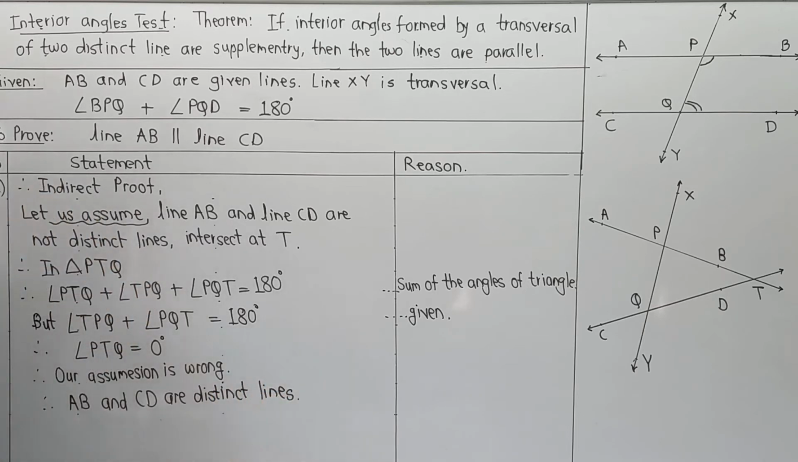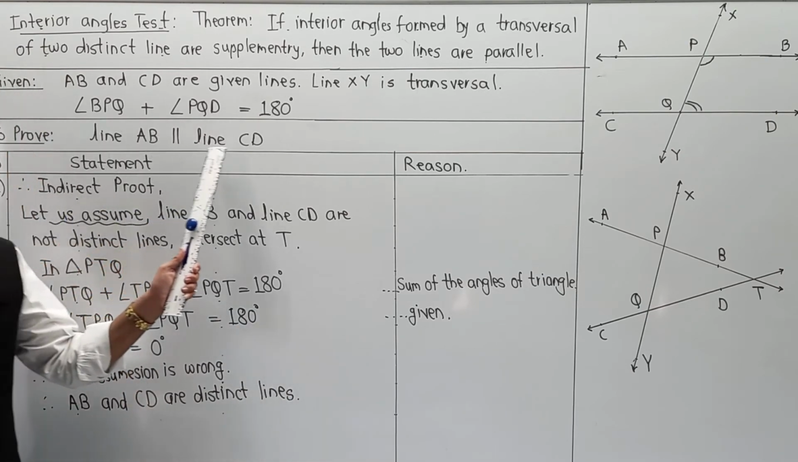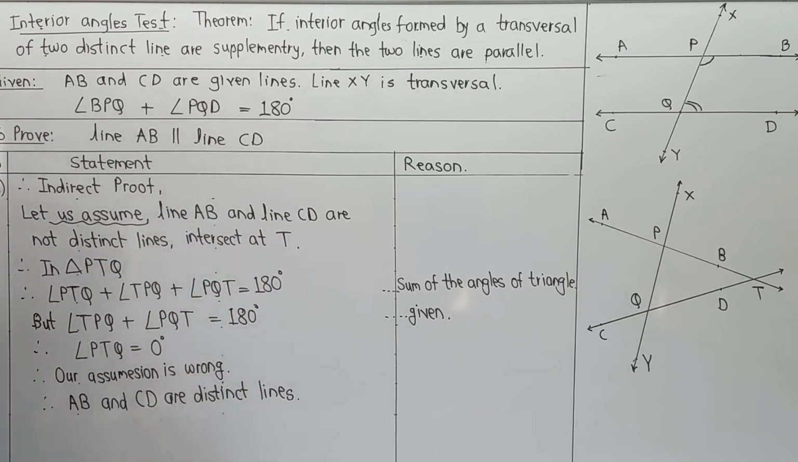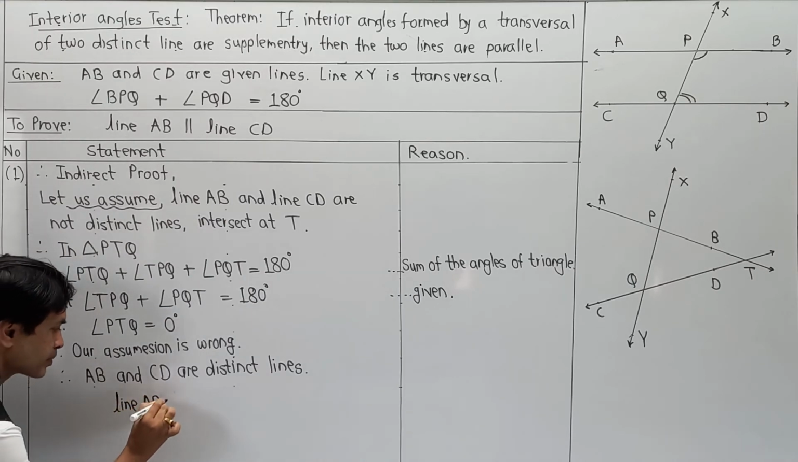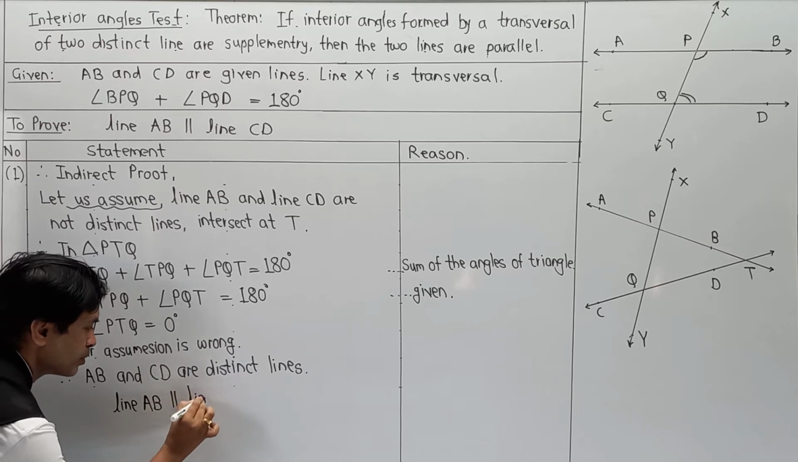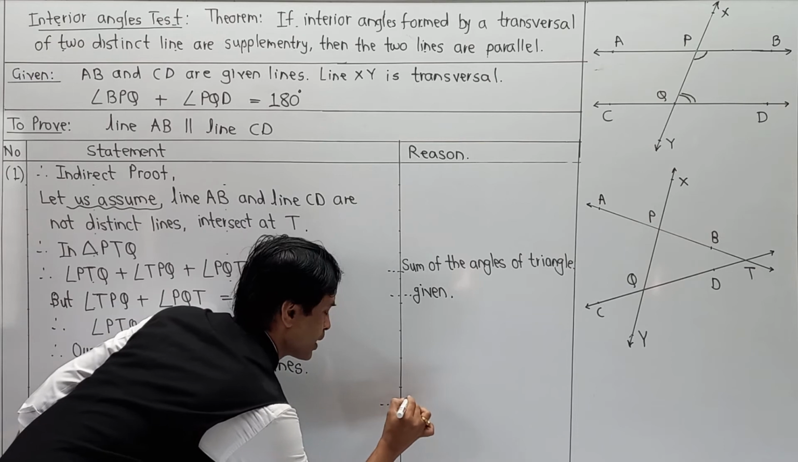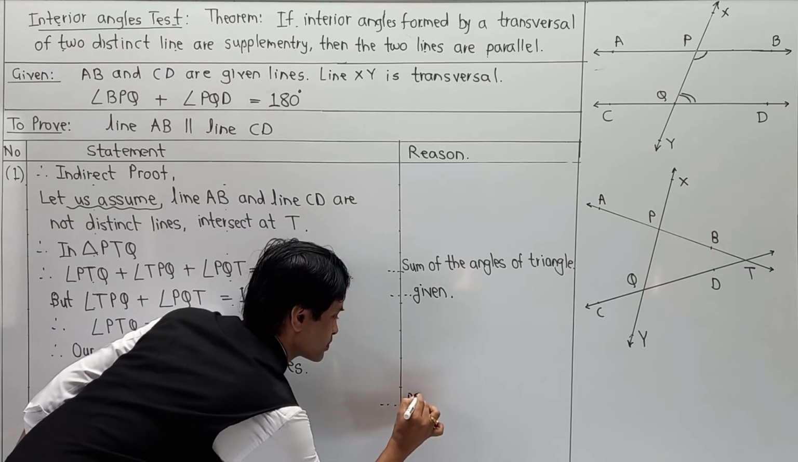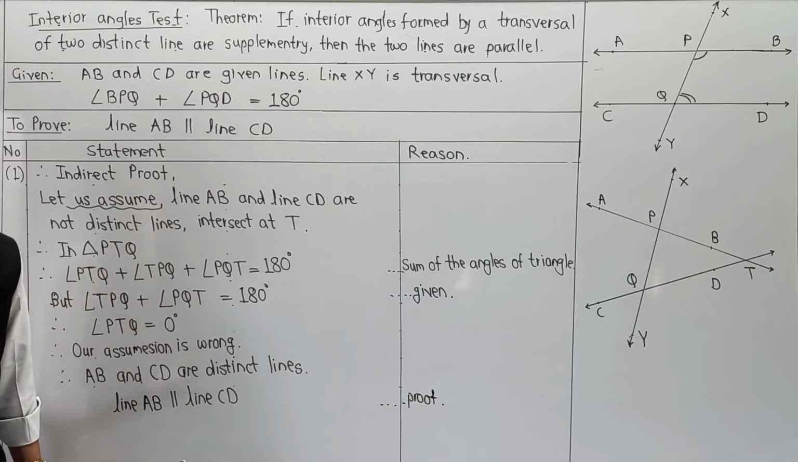And as these are distinct lines as well as non-intersecting lines, we can say that line AB is parallel to line CD. Line AB parallel to line CD is the final part. Here in a book they have added some extra statements. Definitely from the book you can complete it, but this is the method of writing, and in this way you can complete your proof.